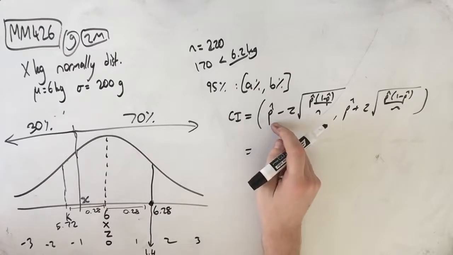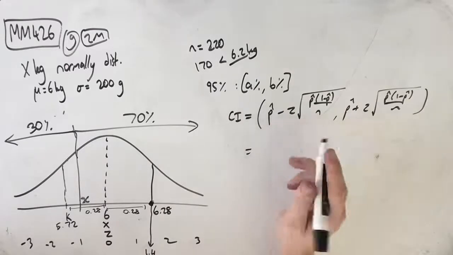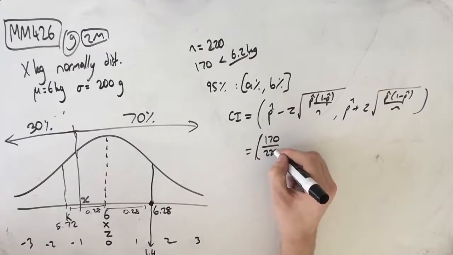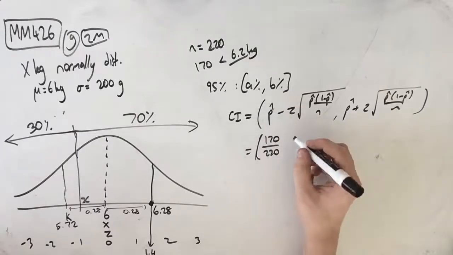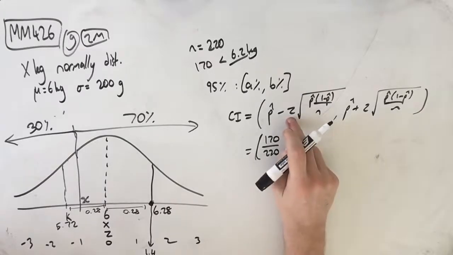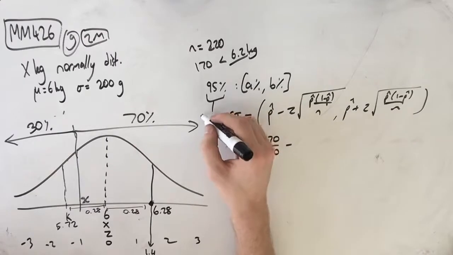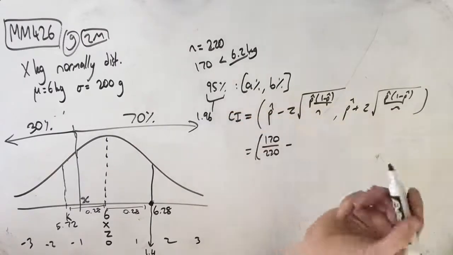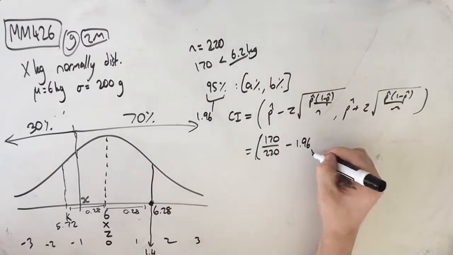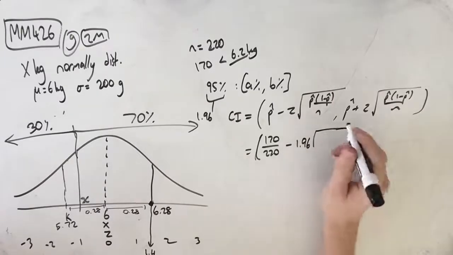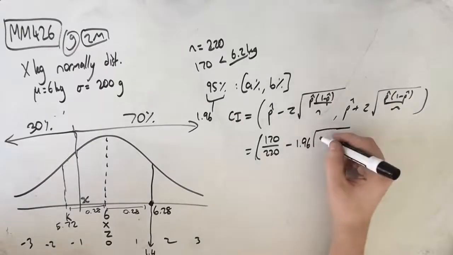So our p hat is the proportion of balls that weigh less than 6.2, okay? So in this case, we know that 170 of them do, and we had a total of 220 balls. So our proportion is 170 on 220. Minus our z value, which comes from our 95% confidence interval. So with a 95% confidence interval, our z value is 1.96. Okay, so that should be kind of known knowledge. Now p hat again is 170 on 220.